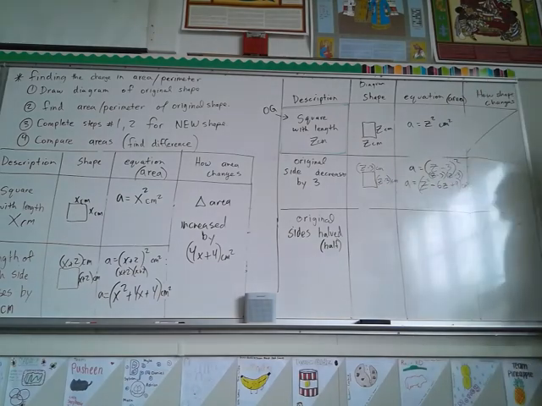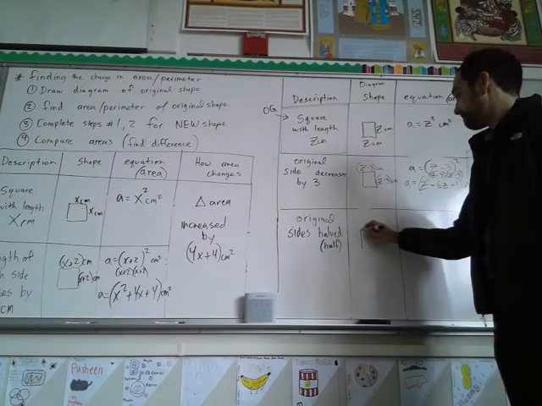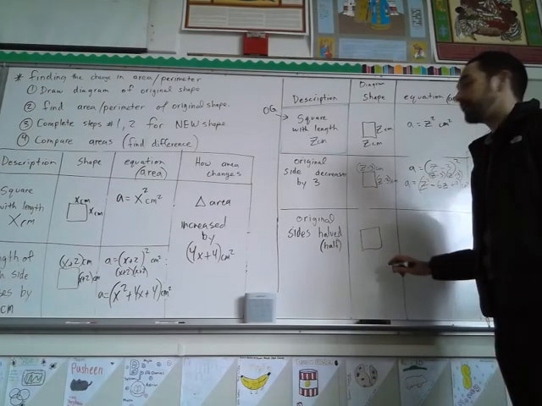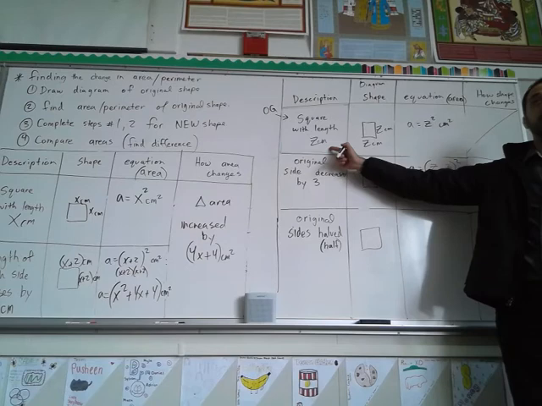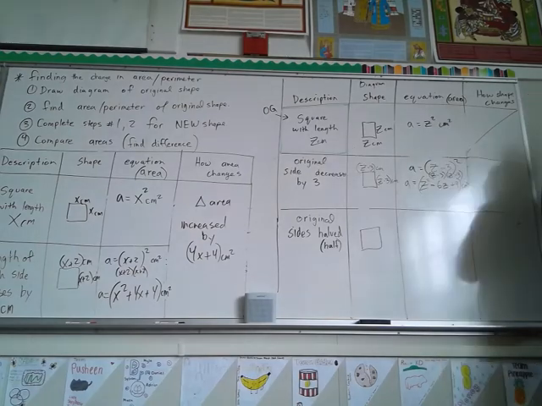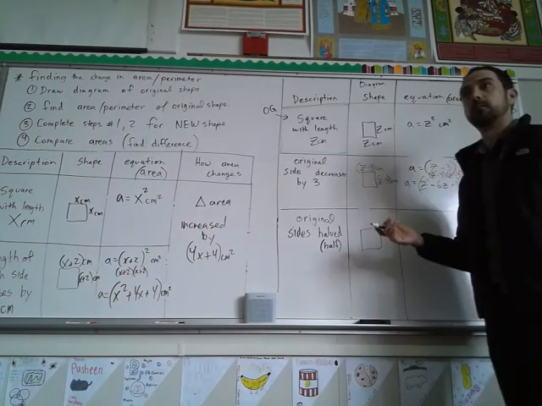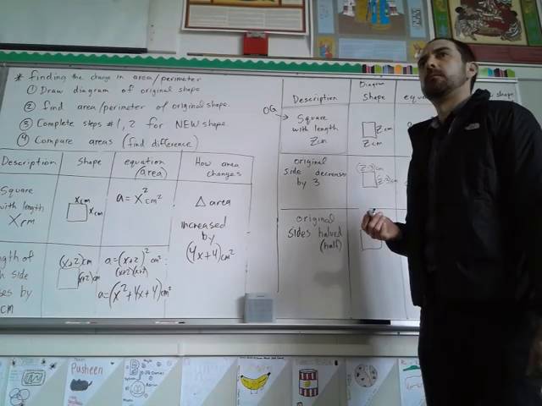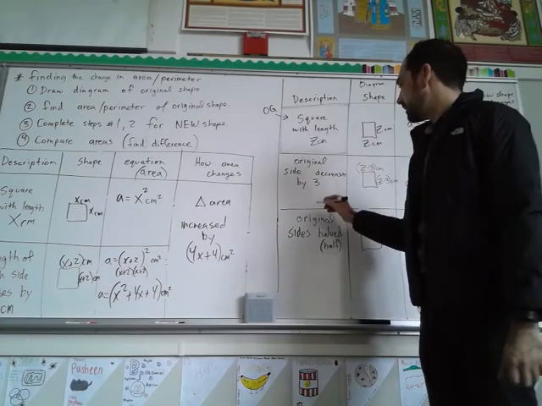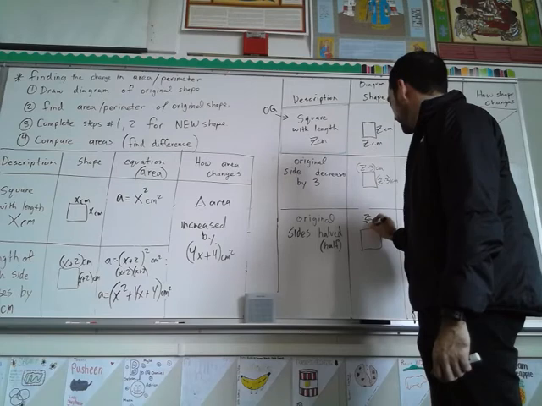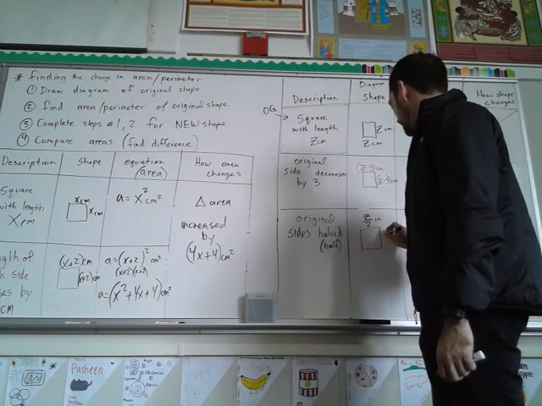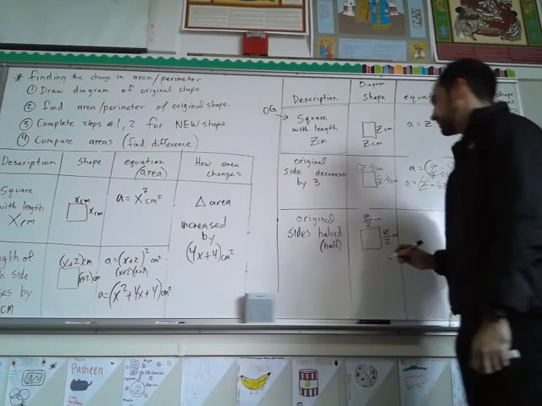what should my diagram look like? What do you think? The original side is z. So if I halve that, what should I put in for my side length now? Okay. And maybe a direct way to write it in would be z over 2 centimeters. Z over 2 centimeters. We just divide z by 2. We have it.